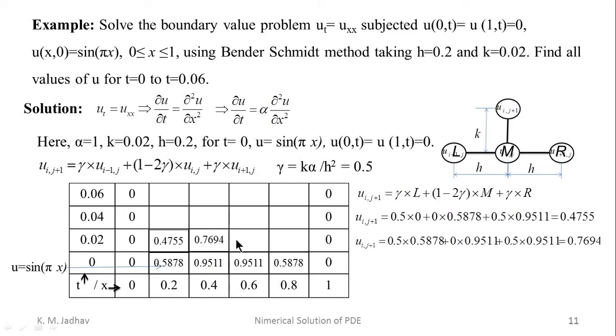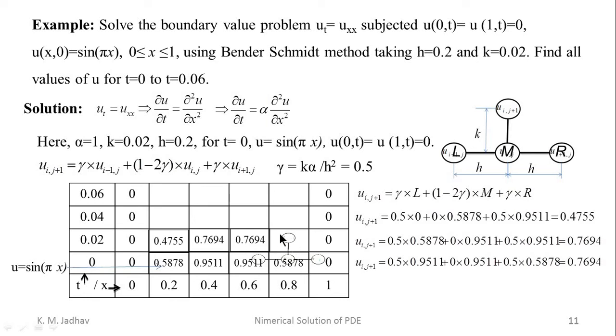Similarly, to calculate the value at this point, we have to consider these three values. If we use this formula, we can write gamma into this value plus 1 minus 2 gamma, that is 0, into this middle value plus gamma into right hand side value. By putting values, we will get the value at this point equal to 0.7694. So we can write here.